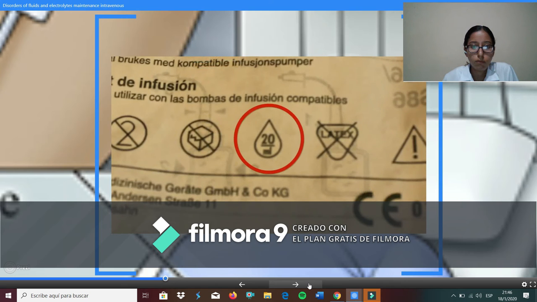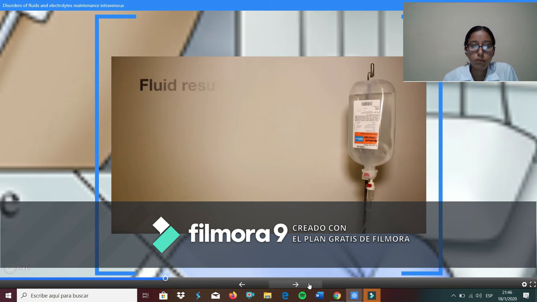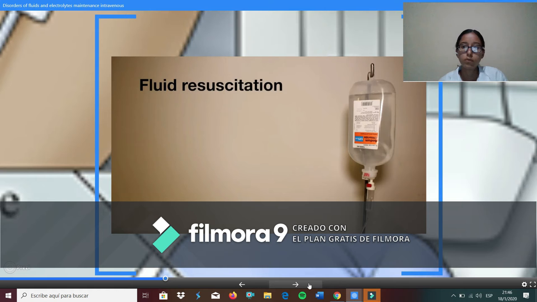Note that the drops per mil can vary between giving sets, but it is usually labelled. Note also that the maximum rate of fluid delivery will depend on the size of cannula in place. We will now discuss some generic principles to help guide you in choosing specific fluid delivery rates and types of fluid. Again, we will first consider fluid resuscitation scenarios, then maintenance fluid regimes.